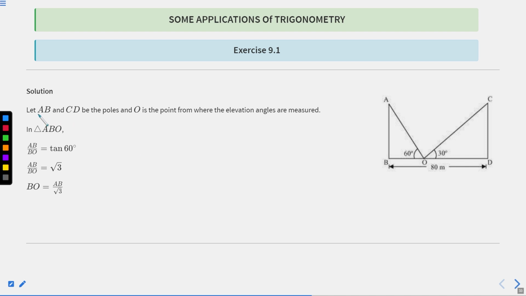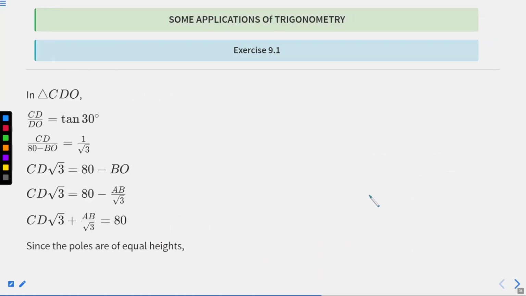Here let AB and CD be the poles, and O is the point from where the elevation angles are measured. From triangle ABO, AB by BO is equal to tan 60 degrees. So AB by BO is equal to root 3, and it implies BO is equal to AB by root 3.